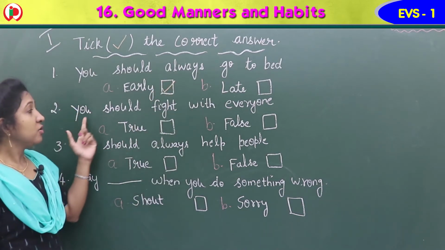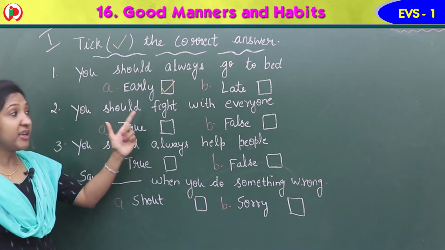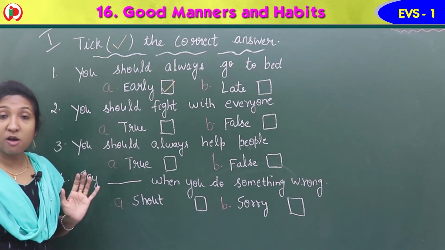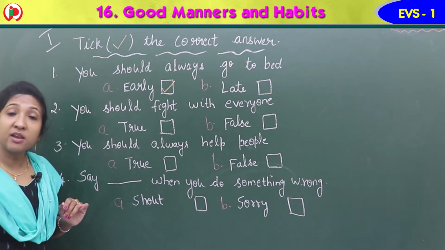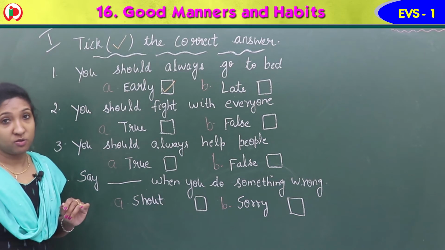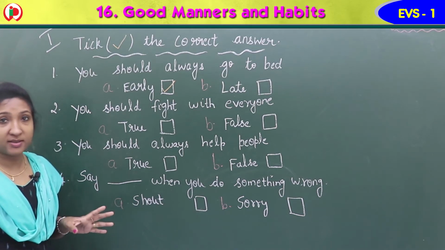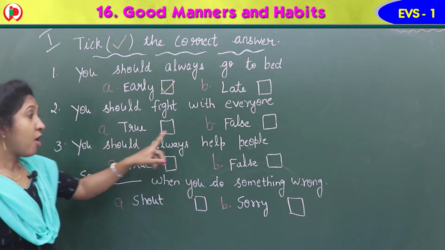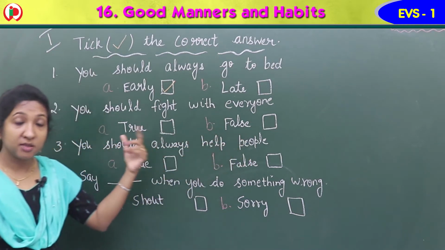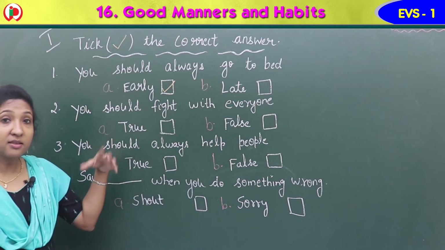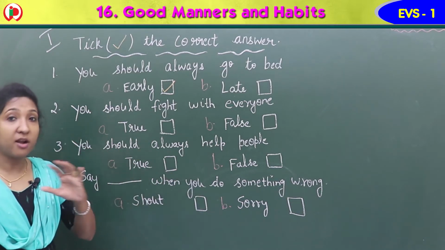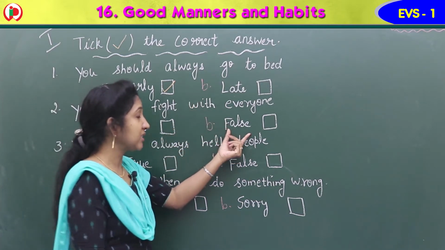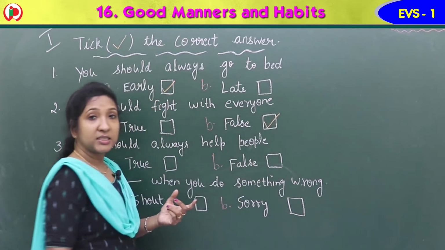Now second, you should fight with everyone. Is it true or false? Will you fight with everyone? Is it a good habit? No, you should not fight with everyone, isn't it? Option A, true. Option B, false. Is it true or false? It is false. We should not fight, isn't it? So the given sentence is false. So this is the correct answer. So here you have to give a tick.